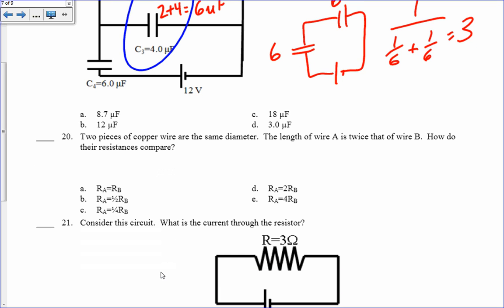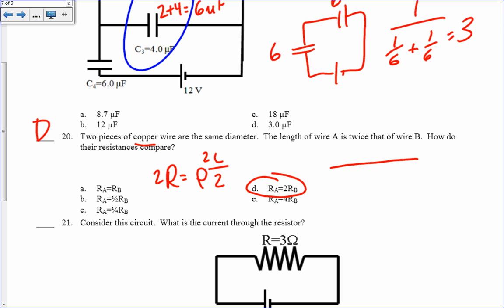Two pieces of copper wire, the same diameter. So they're also copper, so they have the same resistivity. The length of wire A is twice that of wire B. A longer wire has a bigger resistance. If it's twice the length, it's twice the resistance. So the answer is D. For number 20, the resistance of wire A is twice that of wire B. This is A. This is B.